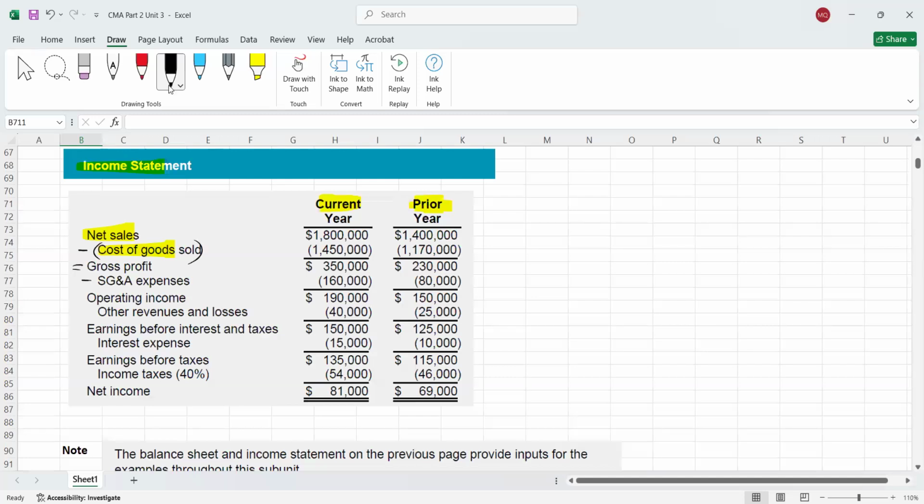Then we deduct selling and administration expenses, and this is called your operating income. Data is available for the last year and the current year. Then we've got some other revenues and losses, and then we get earnings before interest and tax. Then we deduct interest expense, which equals earnings before tax, and then we deduct income tax, and this is your net income. So the income statement is also given.